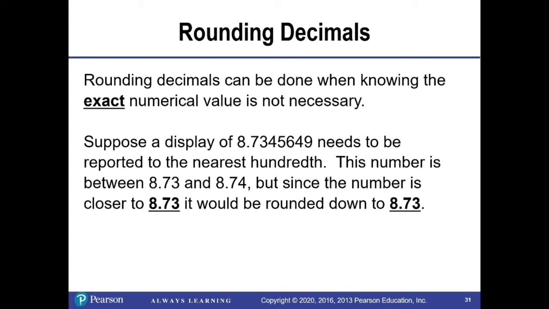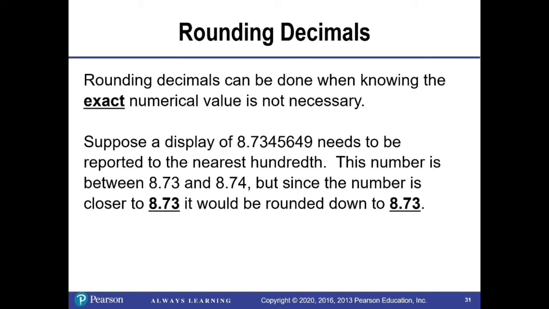Now my hundredths place is the 3, and I look at the place after that, which is the 4. 4 is less than 5, so that tells me that this long number is closer to 8.73 than it is to 8.74. And so my number is rounded down to 8.73.